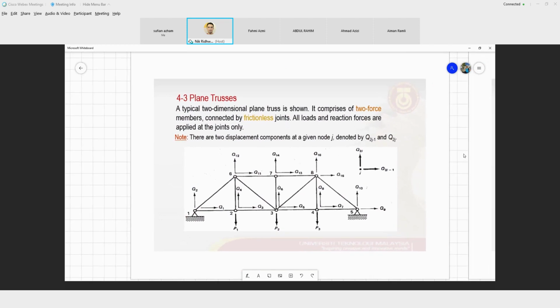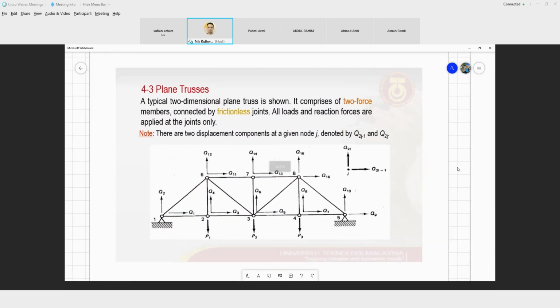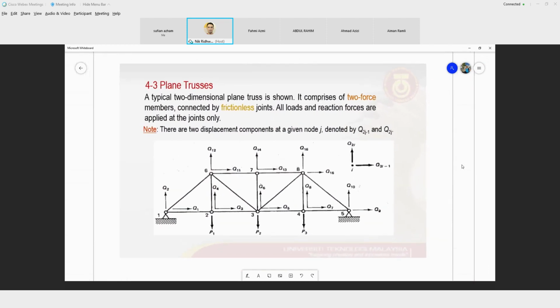Alright. Now we come to plane trusses. This is the strategy how we can solve plane trusses using finite elements. So it's mentioned here. Okay, saya baca dulu dan saya akan explain lah. A typical two-dimensional plane truss is shown. So this is a typical plane truss, macam jambatan tadi kan. It comprises two force members connected by frictionless joints. So this is the keyword yang kita kena ingat ni.